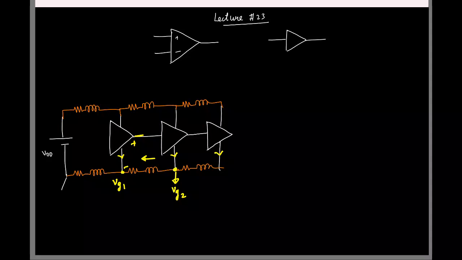So the point is the ground here that the second block sees is not the same as the ground the first block was referenced to. So although this output here is available like this, by the time the second block sees it, it is going to process some other voltage, and the situation is going to get worse as you go further down the chain.